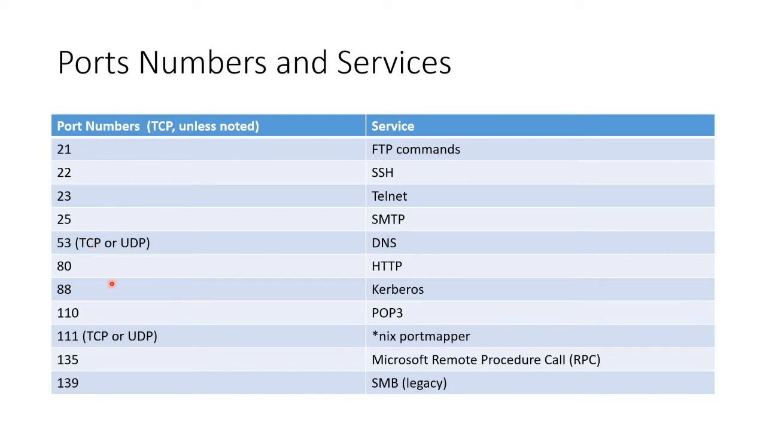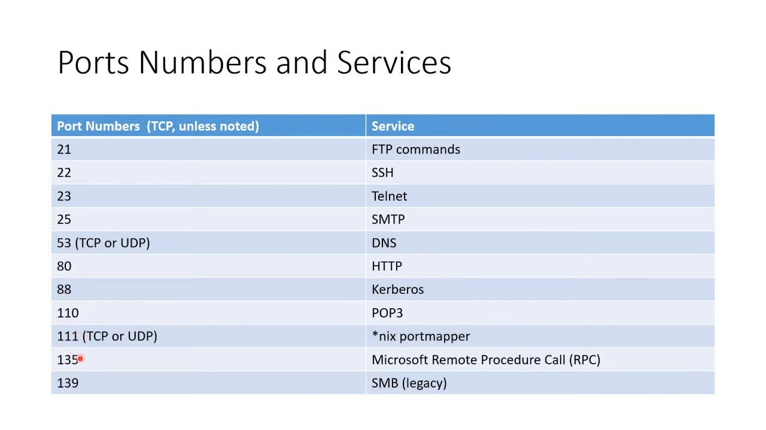80 is for a web server, unencrypted. 88 is for Kerberos, which is, among other things, the authentication protocol used in Microsoft Active Directory. 110 is for POP3 for receiving your email. 111 is the Unix Linux port mapper, which is basically for remote procedure calls on the NIX machines. That's specific to NIX. If I see 111, unless it is a honeypot, in other words, a decoy, I know this is not a Microsoft machine.